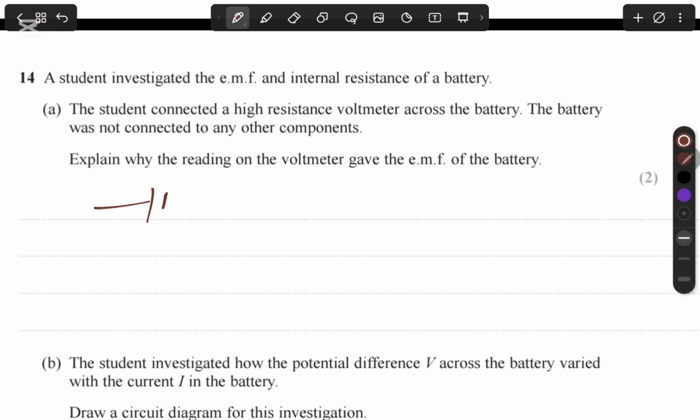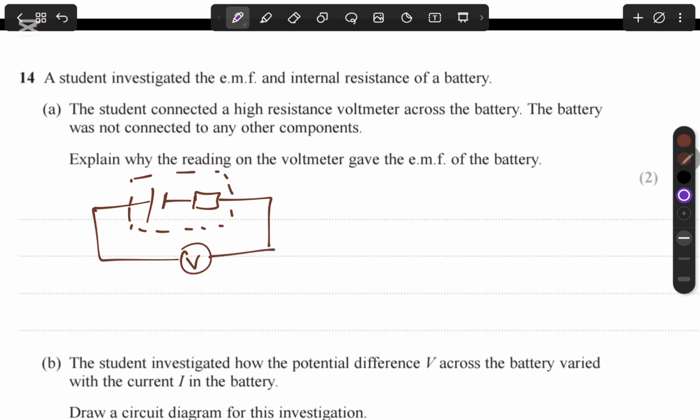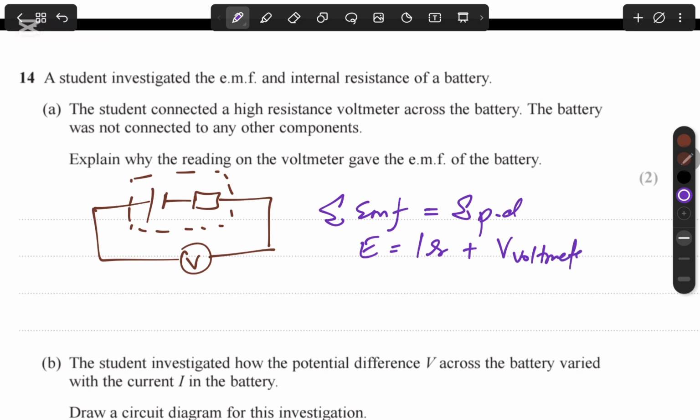So our setup looks something like this, and then we have the voltmeter here as well. Now using Kirchhoff's law, I can make the equation. The sum of the EMF is equal to the sum of the potential difference. So EMF, there is the battery. So E is equal to the potential difference lost to the internal resistance, which I'm going to write as I and small r, and then you have the potential difference across the voltmeter.